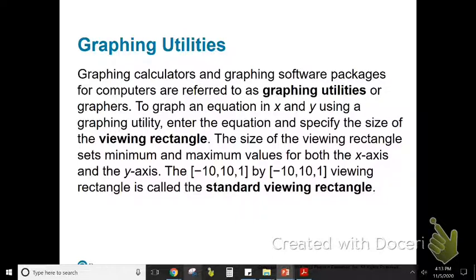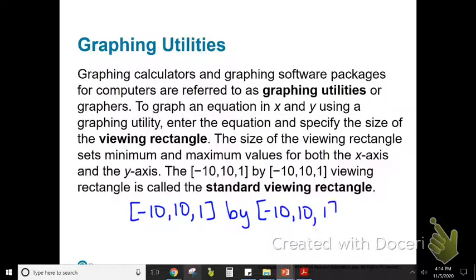To graph an equation in x and y using a graphing utility, enter the equation and specify the size of the viewing rectangle. The size of the viewing rectangle sets minimum and maximum values for both the x-axis and the y-axis. The negative 10, 10, 1 by negative 10, 10, 1 viewing rectangle is called the standard viewing rectangle. So on here, you notice they have the negative 10, 10, 1 by negative 10, 10, 1.